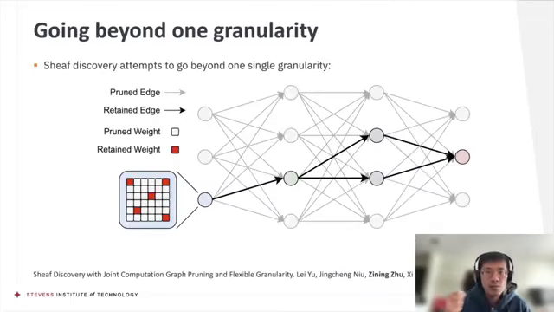And recently, there is also a possibility to go beyond one granularity. For example, in this work, we find the structure called sheaf. So sheaf essentially is a combination of the weight granularity and the neuron granularity.